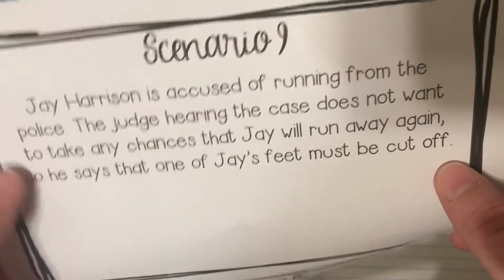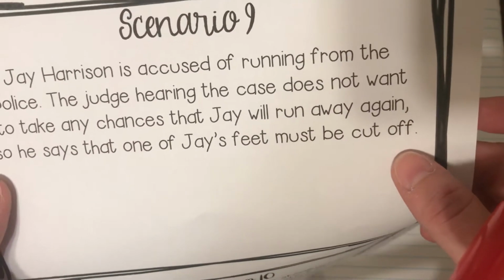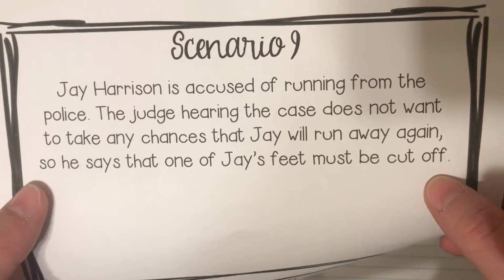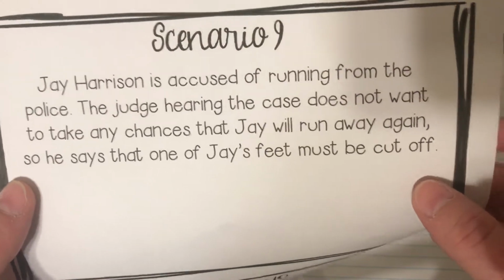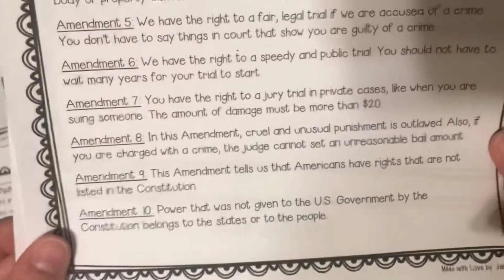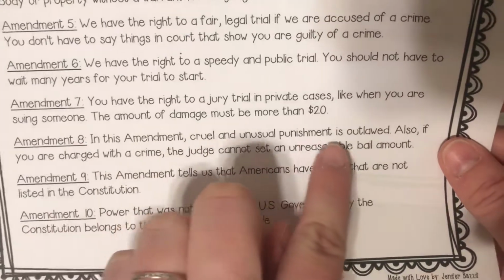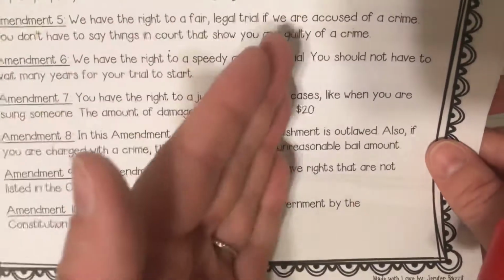Okay, well, even if this person is guilty, there's something about this being cut off. We do not sever people's limbs when we think they have been accused of a crime. So automatically this is cruel and unusual punishment. Which amendment does that represent? 8. In this amendment, cruel and unusual punishment is outlawed, like cutting off someone's foot.